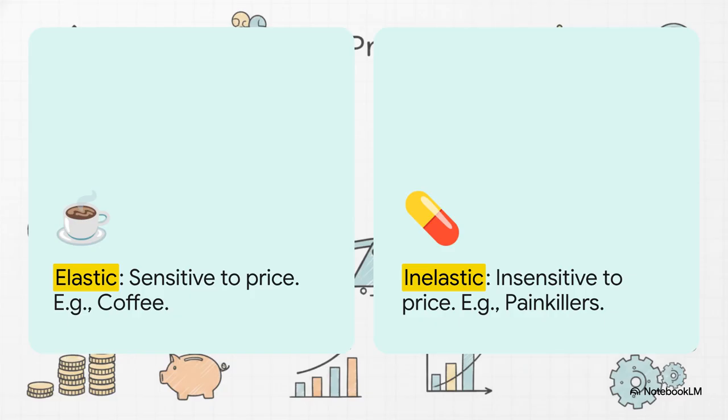But flip that around and think about painkillers. If you've got a massive splitting migraine, that is an immediate necessity. You've got very few substitutes in that moment, so you'll pay pretty much whatever it takes for relief. You are completely insensitive to the price, and that is inelastic demand.